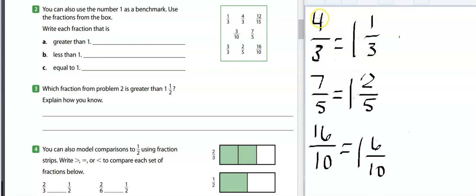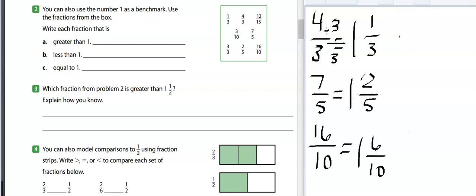In order to turn 4/3 into a mixed number, we need to see how many times 3 can go into our numerator, 4. It can go in 1 time. So that means one whole is represented as 3 over 3. Now, I would do 4 minus 3, and I have 1 left over. So I have 1 whole and 1/3 left over, because our denominator always stays the same.